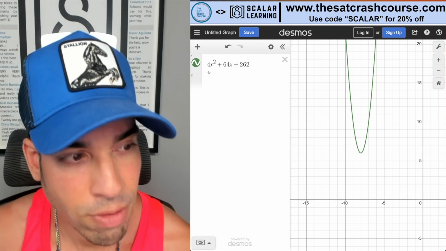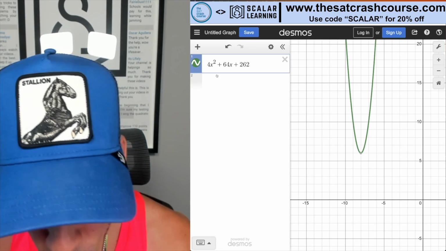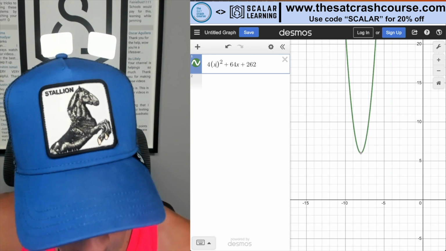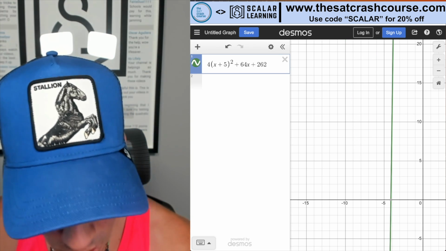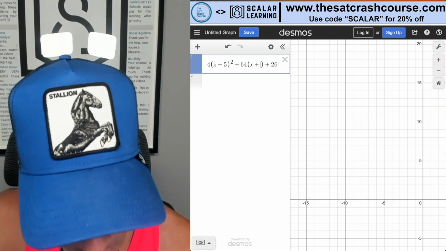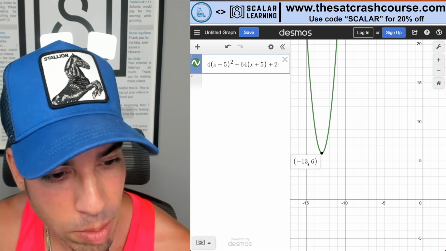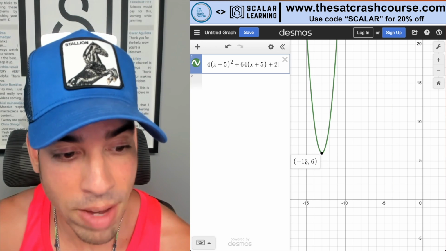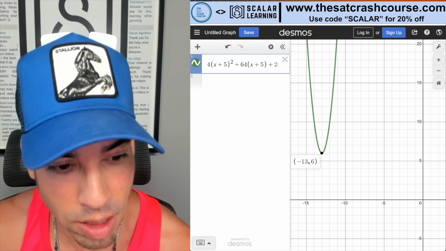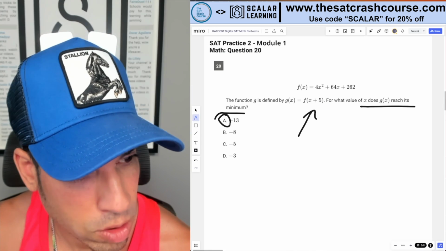So this is f of x right here. And to get g of x, we're going to replace each x with x plus 5. So you see how I'm just literally plugging it right in like this into Desmos. And now I can see the minimum. It's right here. And what was it asking? For what value of x does it reach its minimum? It's right there at -13. So A is the winner.